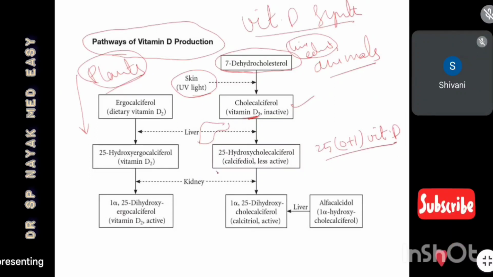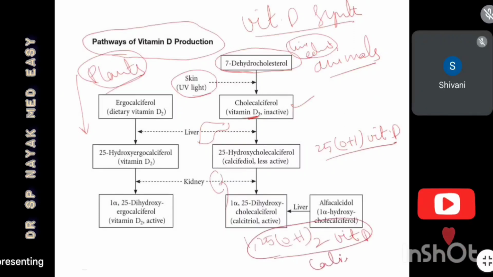And again in the kidneys, what happens? In the kidneys this 25-hydroxycholecalciferol is again activated into 1,25-dihydroxycholecalciferol. In 1,25-dihydroxy, two hydroxy groups are added. One is added in the liver, and the second one is added in the kidneys. So this is 1,25-dihydroxy vitamin D, which is also called calcitriol. So this is the active form of vitamin D.